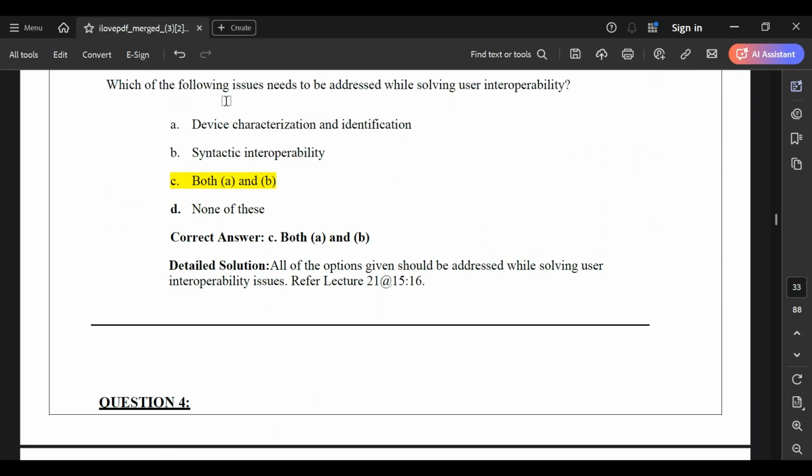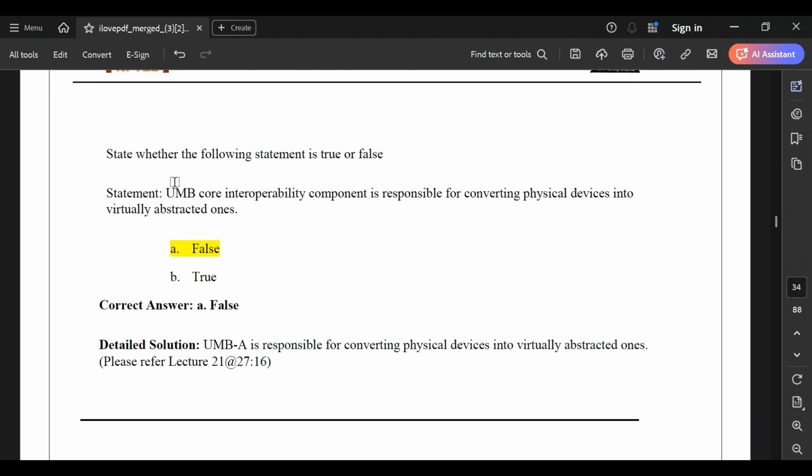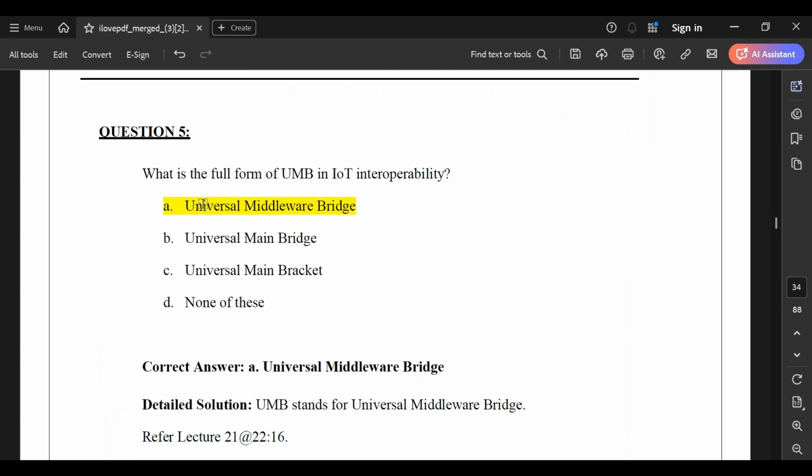Which of the following issues need to be addressed while solving user interoperability? So this is device characterization and syntactic interoperability. So both A and B are there. Moving to the next question, true or false. UMB core interoperability component is responsible for converting physical devices into virtually abstracted ones. So this is false. It is UMBA, not UMB only. What is the full form of UMB? So it is Universal Middleware Bridge.